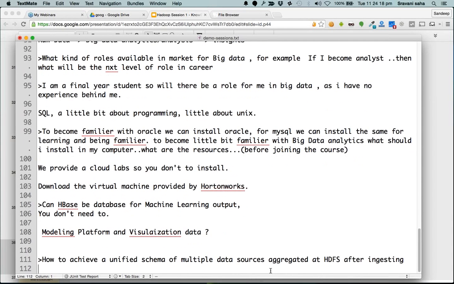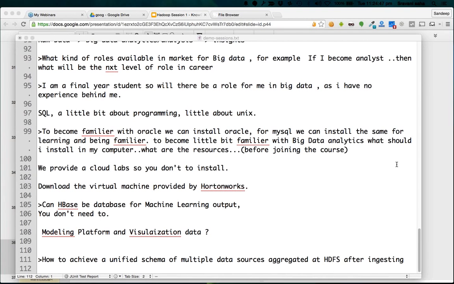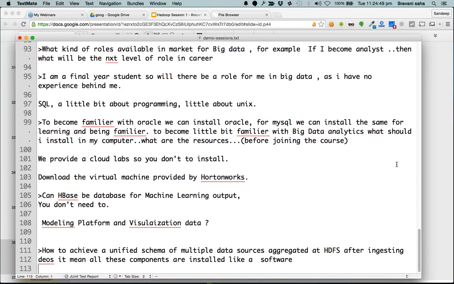Okay, so Vinod's question is how to achieve a unified schema of multiple data source aggregated at HDFS after ingesting. Okay, so you can basically clean up the data and put it in a single store. It should not be a problem. Okay, you can put it in HBase, so you can put it in any of these structures. If your objective is to build a unified schema, then probably you can go with HBase.